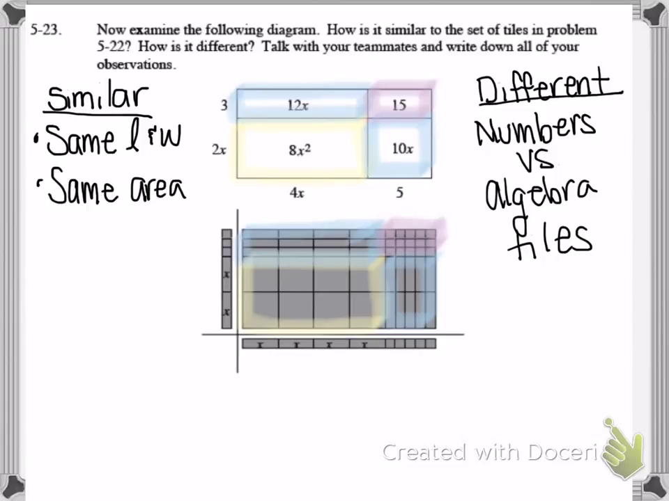So hopefully you noticed the same similarities and differences that I did. The similarities are that the length and the width of these two rectangles are the same and that the area is also the same. The biggest difference, though, is that one image, the generic rectangle, uses numbers instead of actually drawing each and every individual algebra tile. And that's going to save us a lot of time.